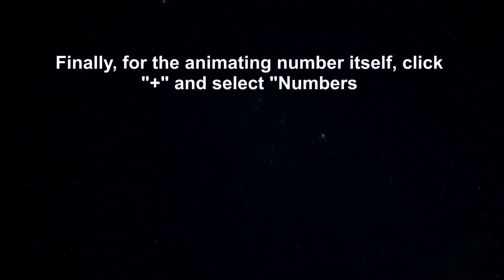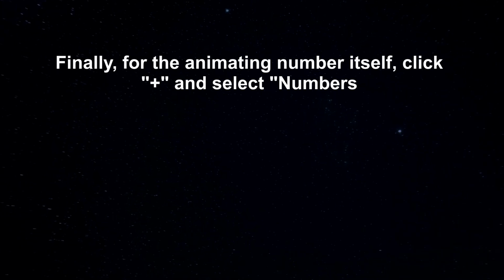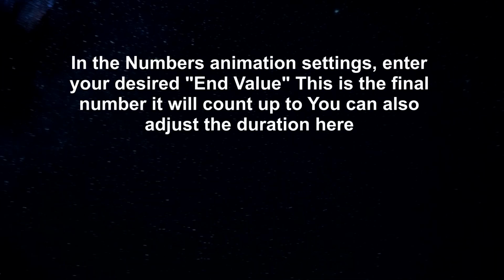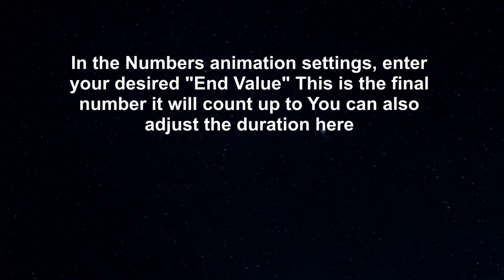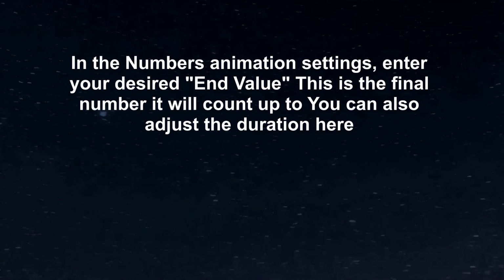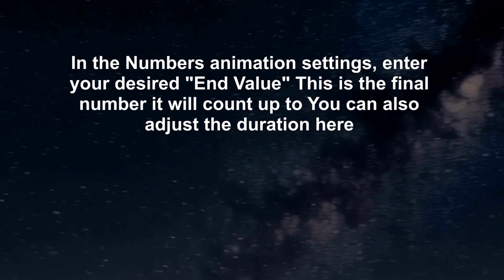Finally, for the animating number itself, click plus and select Numbers. In the Numbers animation settings, enter your desired end value. This is the final number it will count up to. You can also adjust the duration here.